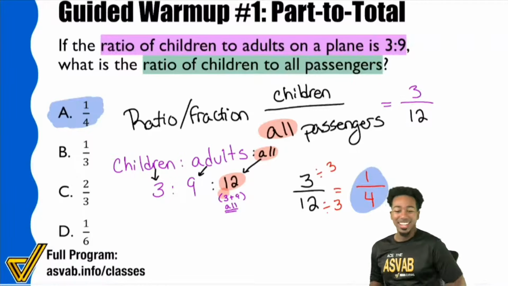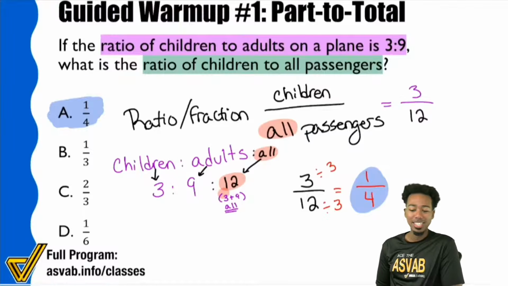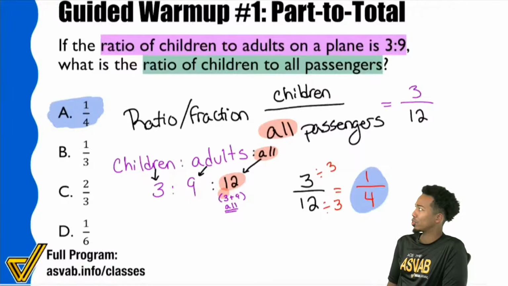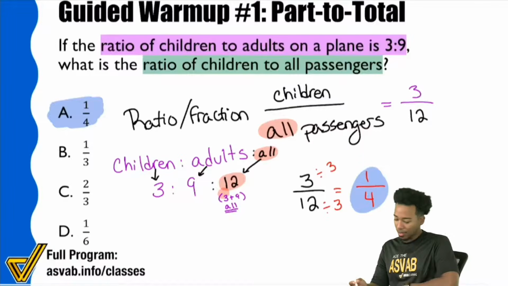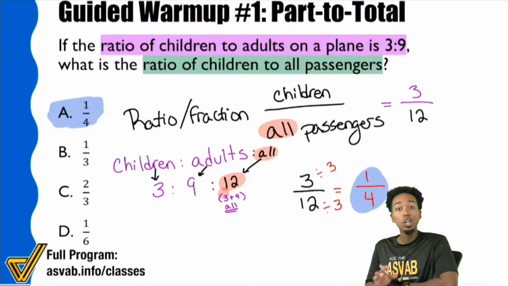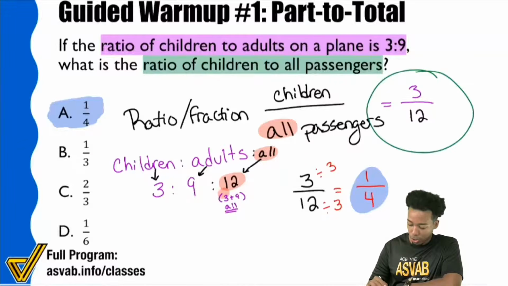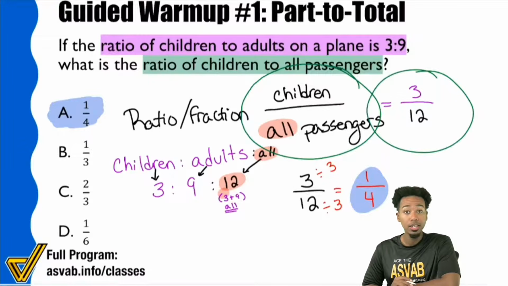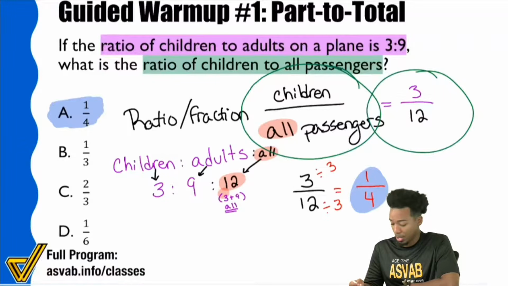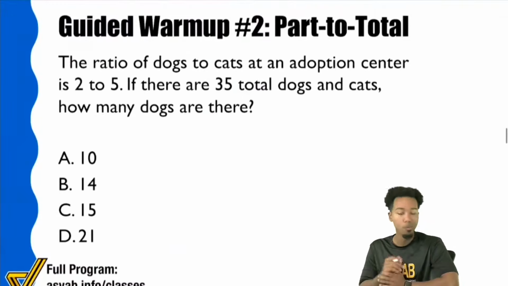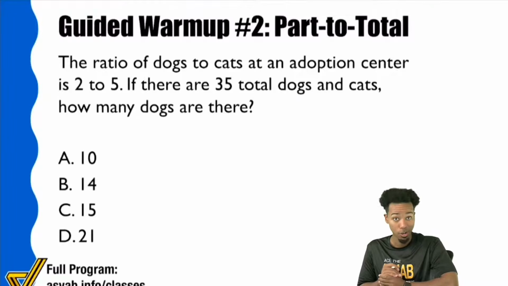So with that, let's go ahead here. It's not going to be D because, again, there's no ratio that we can create that represents children to everybody as 1 over 6. Not the same. So with that said, everybody, that is the first part here. Look at how we were able to set up the ratio that had a total in it. Notice when it says total. Let's take a look at this next guided warm-up, because the next one you're doing on your own.